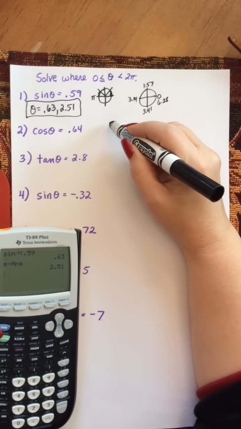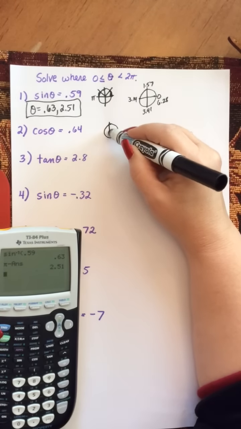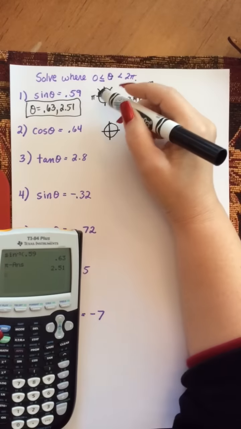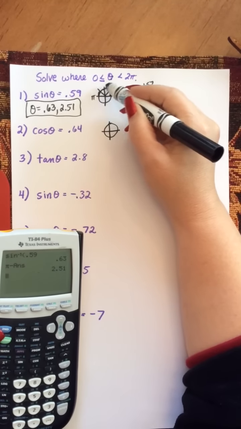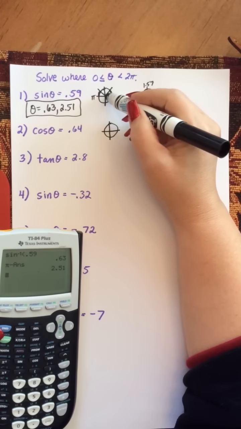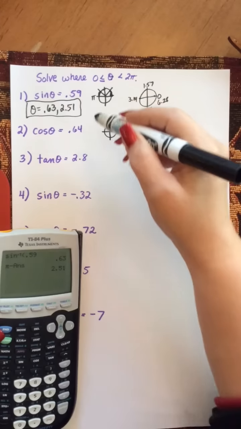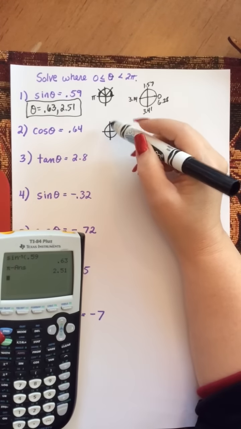Next, it says cosine of theta is 0.64. So I draw my circle. And by the way, the only reason I knew to go pi minus this is because I drew my circle and I know my second answer is in the second quadrant. All right, next I have cosine of theta is 0.64.